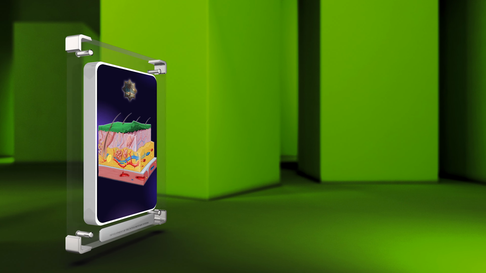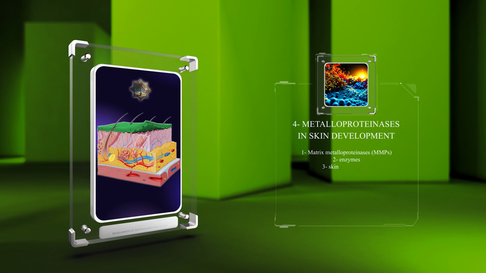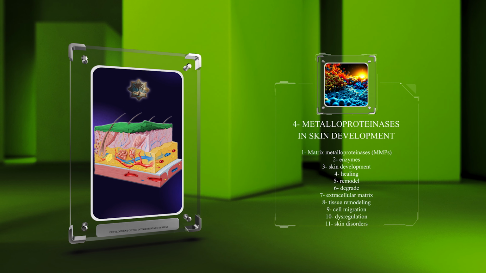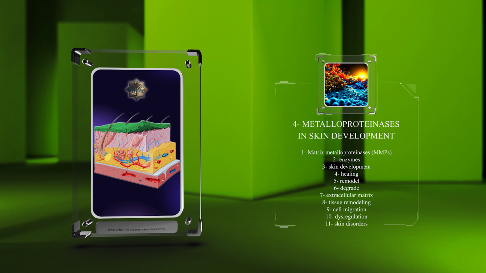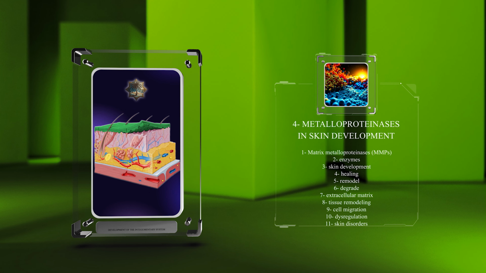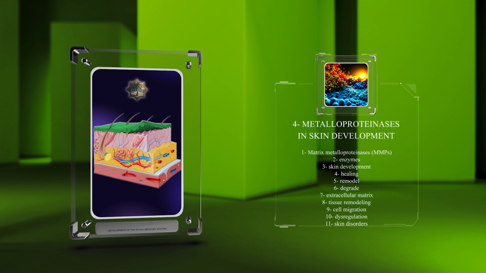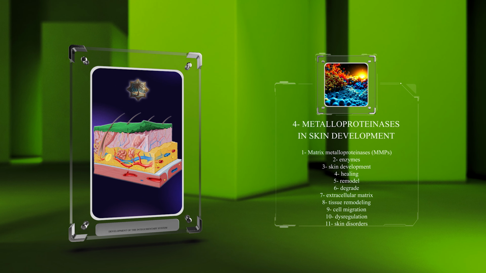Matrix metalloproteinases, MMPs, are enzymes crucial for skin development and healing. They remodel and degrade the extracellular matrix, allowing tissue remodeling and cell migration. Dysregulation of MMPs can lead to skin disorders, highlighting their potential as therapeutic targets.